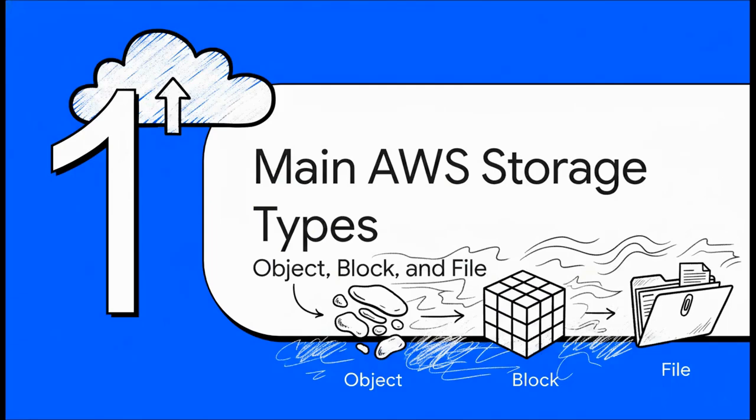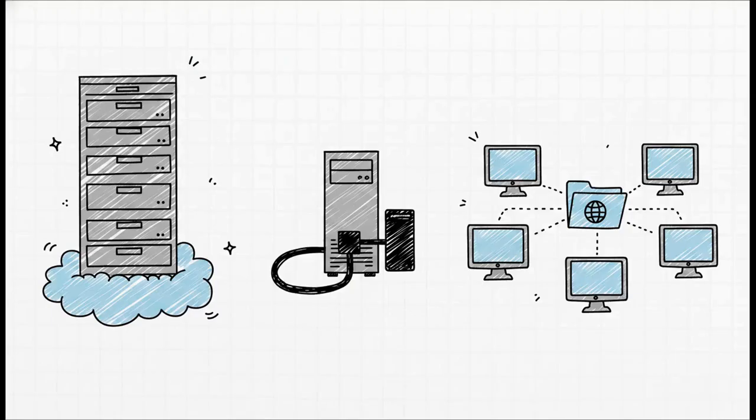All right, let's jump right into section 1, main AWS storage types, covering object, block, and file. So there are 3 foundational storage types we need to know, and honestly, the best way to understand them is through everyday analogies. First up is object storage, which is Amazon S3. Think of this like a massive, endless filing cabinet in the cloud where you just toss in files, photos, videos, and backups. Next is block storage, like EBS and Instant Store.